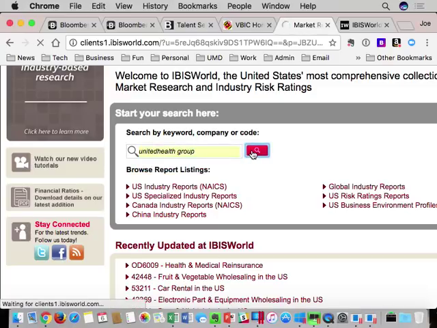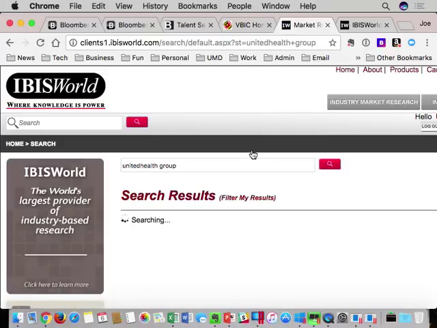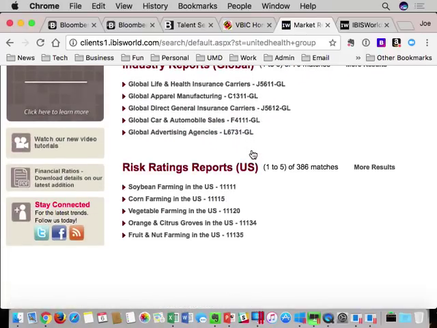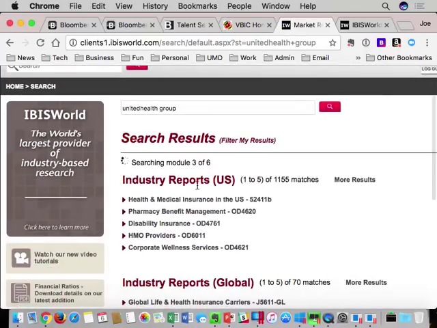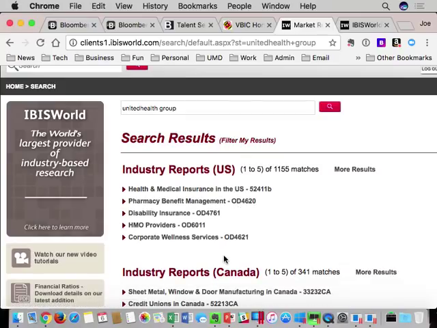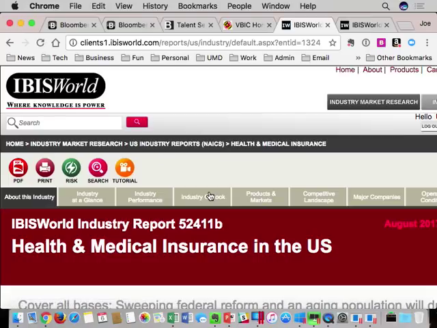Search. And we subscribe to their research reports for the US, Canada, China, and global. So if the company's in multiple reports, you'll see the reports that they're in. In this case, health and medical insurance, probably their primary business. I'll pick that one. I can download this as a PDF.